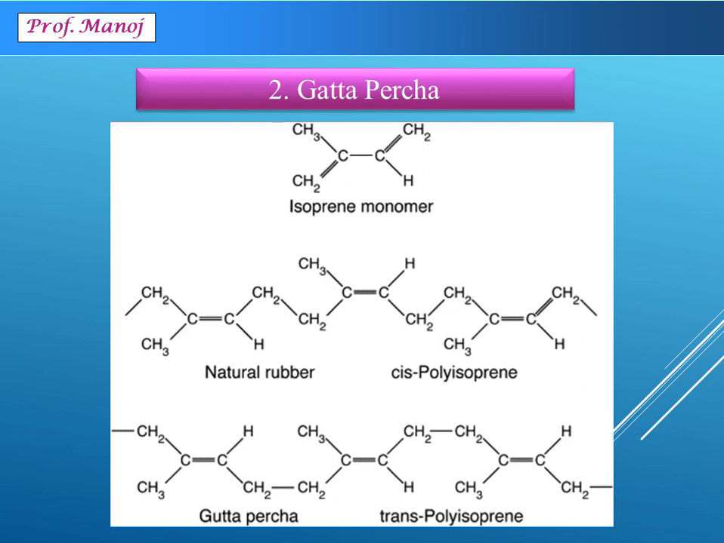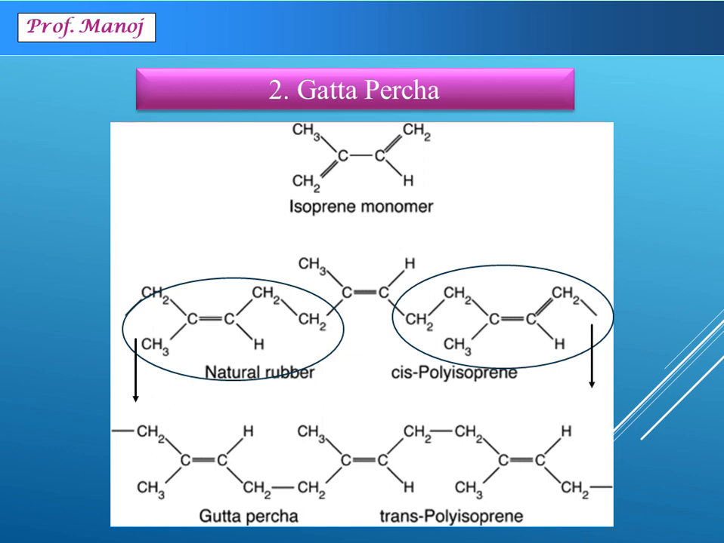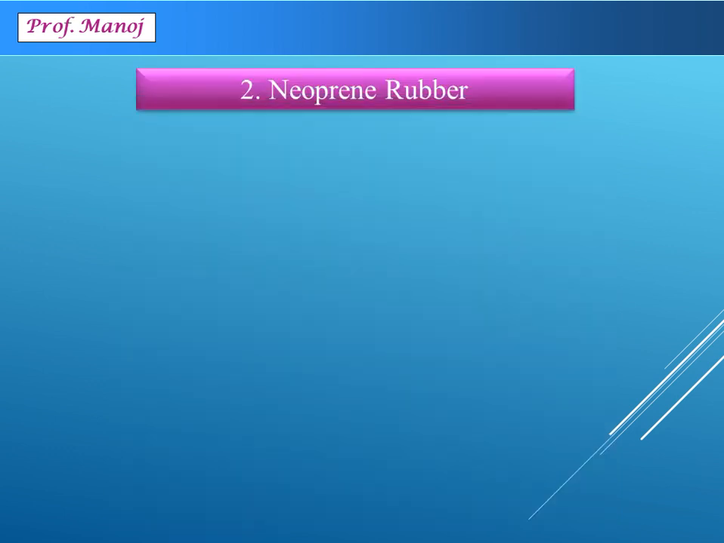Let us see the comparison. Here you can see the natural rubbers, both the side chains are on the same side, cis isomer. While in gutta percha you can see one is shown downward and second is shown upward. This indicates the trans isomer. We will not be studying gutta percha in further details.